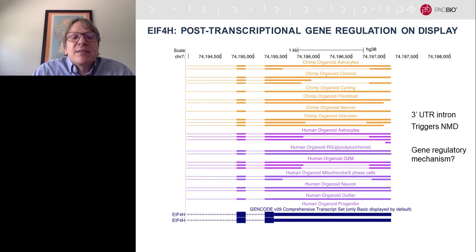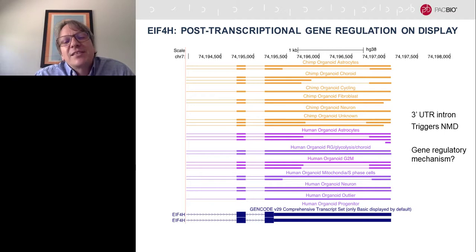So we can see this in many different tissues. Cell types that were in here, astrocytes, fibroblasts, neurons, et cetera. But what it means is that there's a splicing event that's sometimes taking place in the 3' UTR.